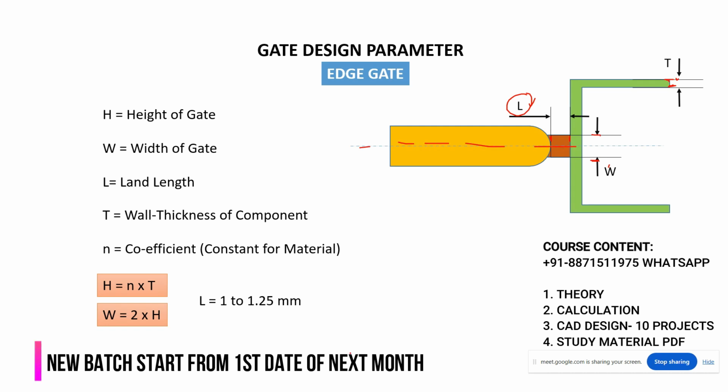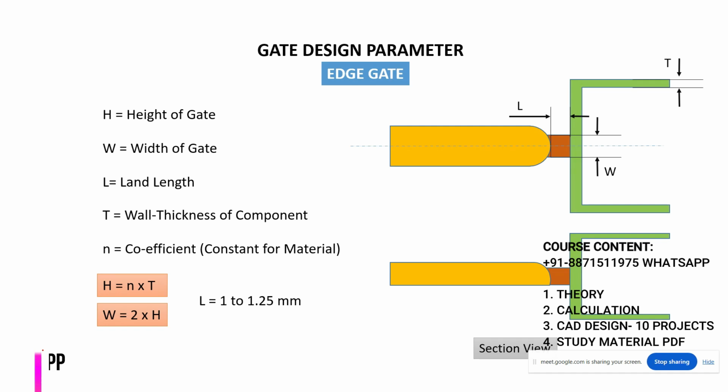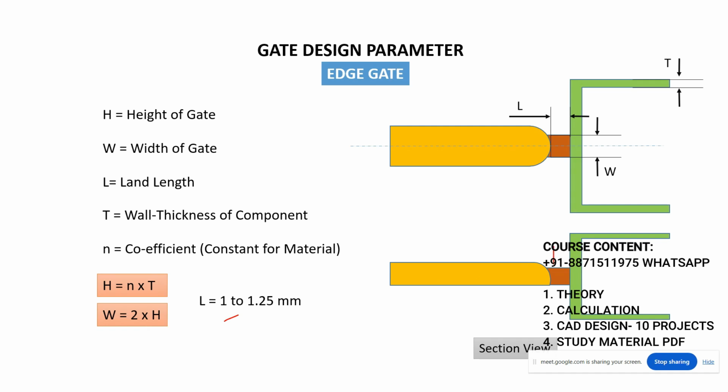Here I am also showing the cross section of this. See, this is the section view. This section view will show the height, which is the H. Understood or not?